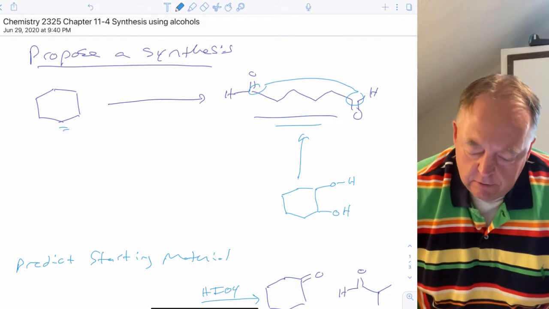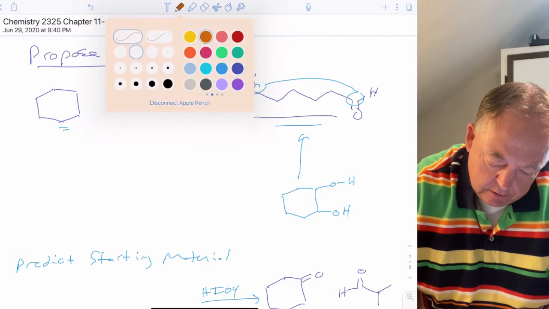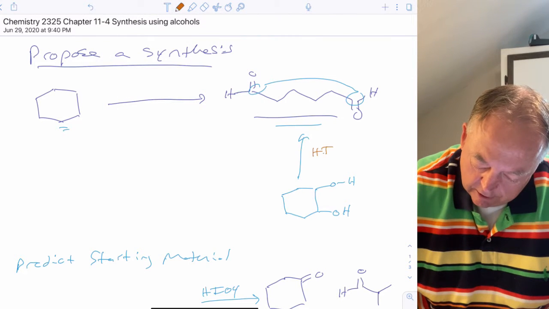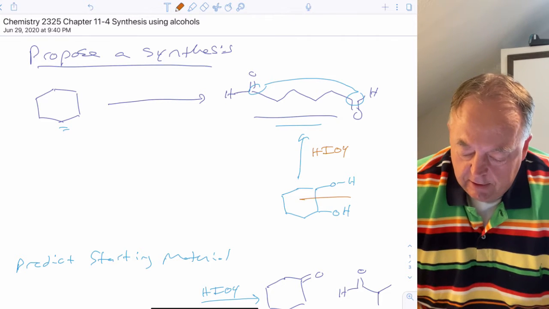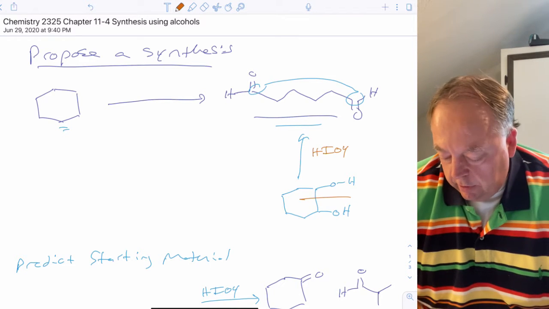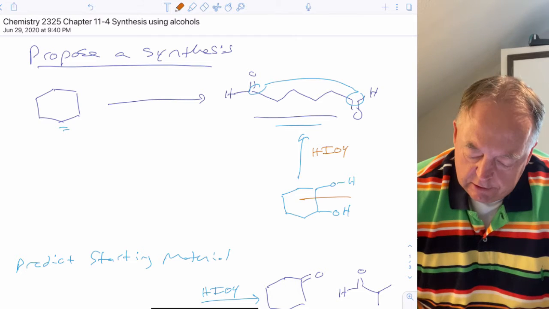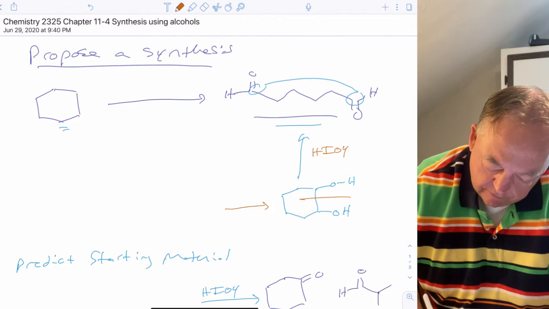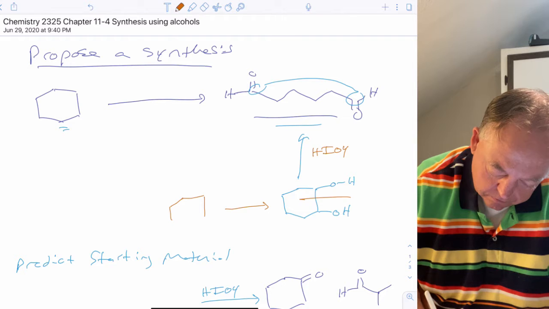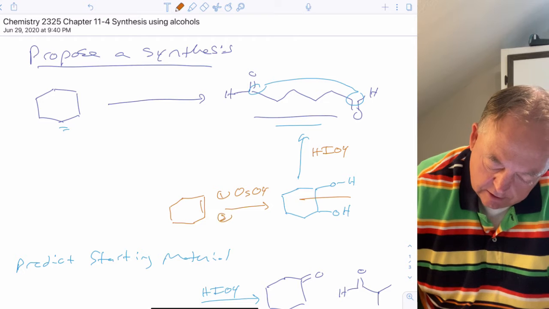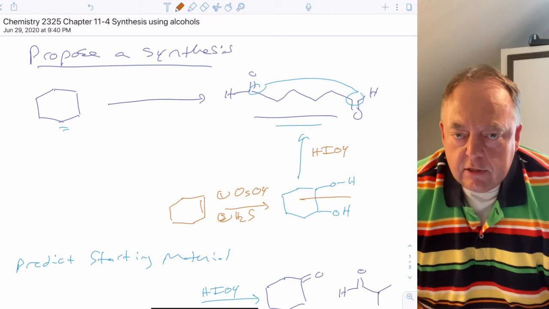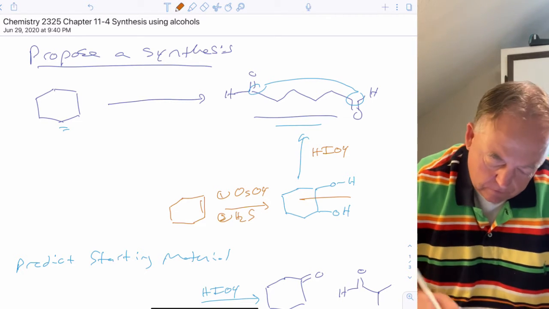So if these two carbons were attached to each other, and we had that diol, then we could oxidize it using HIO4, periodic acid, which would cleave the carbon-carbon bond, and then you would have it make C double bond O's in its place. And then where does the diol come from? Well, from alkenes we've looked at. So if you had this alkene with osmium tetroxide, H2S, that would make the 1,2 diol.